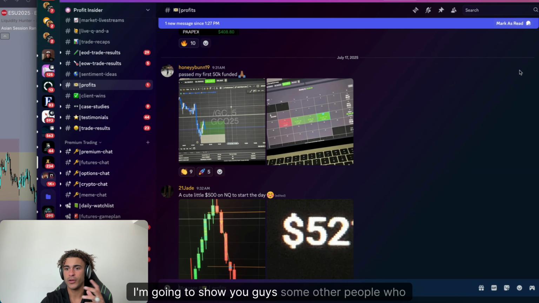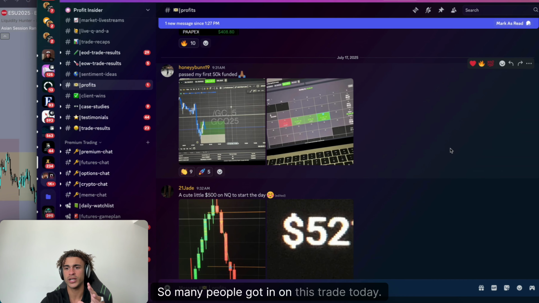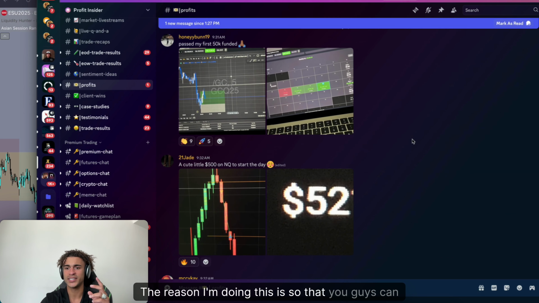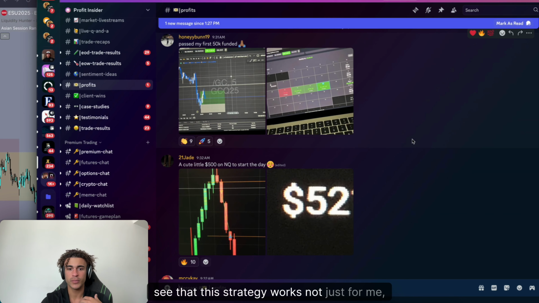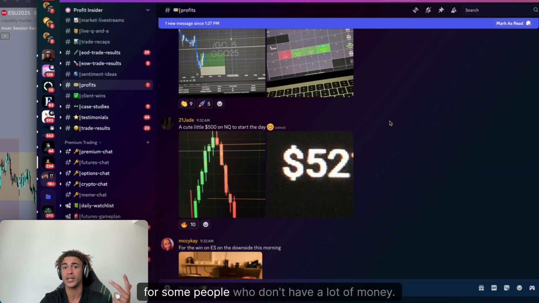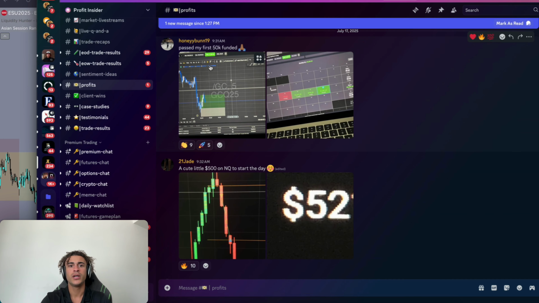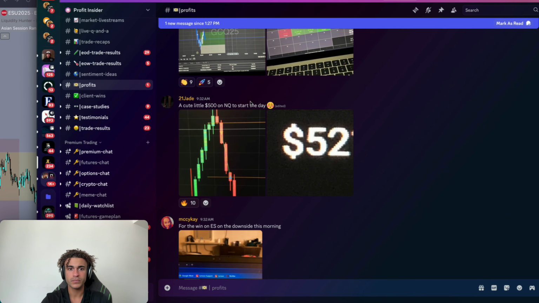Real quick, I'm going to show you guys some other people who took this trade. So many people got in on this trade today. The reason I'm doing this is so that you guys can see that this strategy works not just for me, but for other people, for some people who are complete beginners, for some people who have a lot of money, for some people who don't have a lot of money. But Honey Bun passed a funded account this morning.